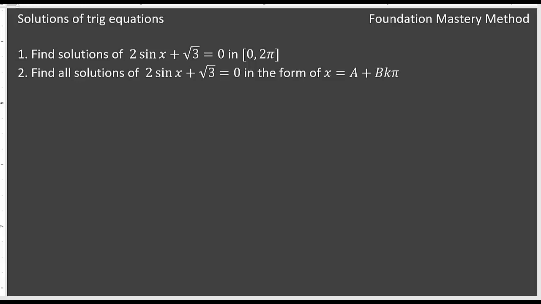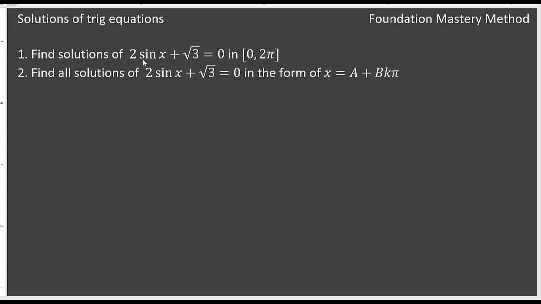We are given 2 sine x plus square root of 3 equals 0. We need to find the solution of this trig equation in the interval 0 to 2 pi in the first part, and the second part, we say find all the solutions of this in the form where x equals a plus b k pi. Then we'll see what is a, what is b, and how many results we can determine.